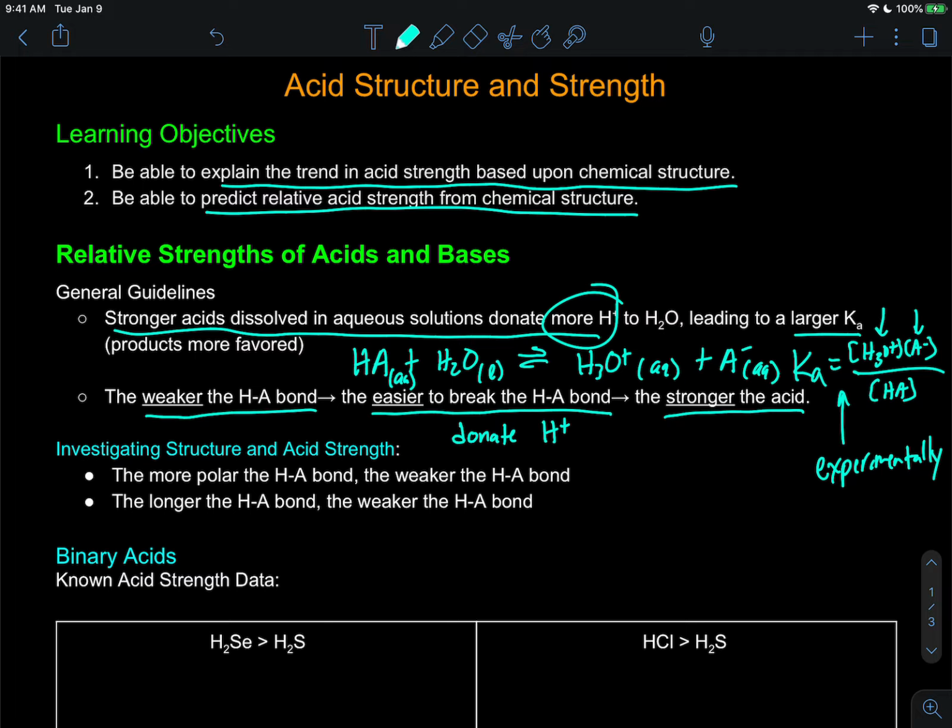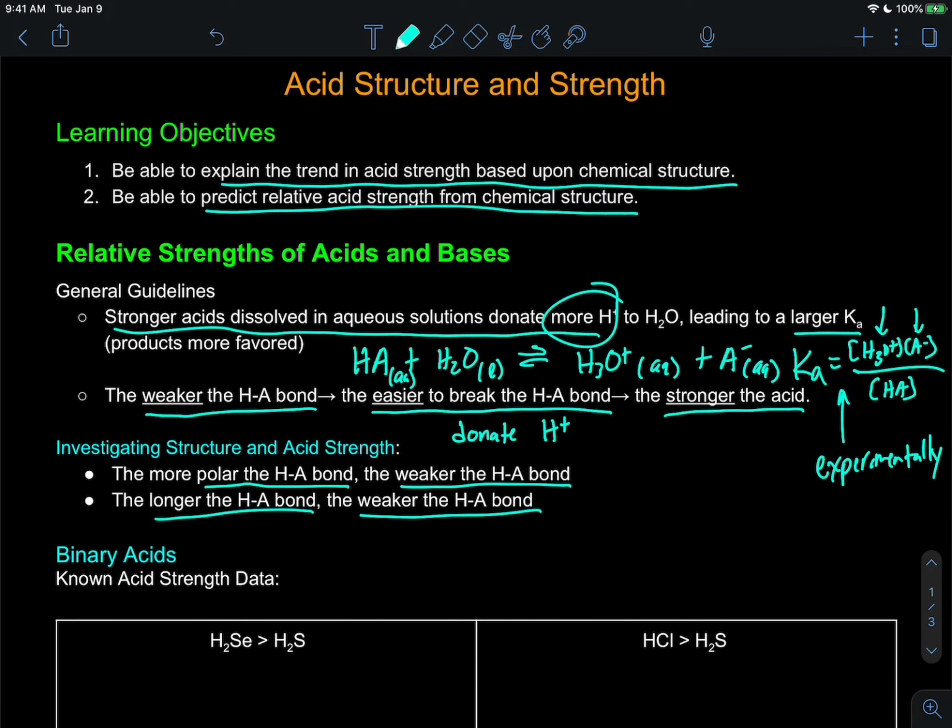So we have these two general ideas when we're looking at acid strength. The more polar the HA bond, the weaker the bond, and the longer the HA bond, the weaker the bond. Now we may see there's conflicting results between these, but we'll look at which of those two may be specifically more important when we're looking at two different types of acids and comparing them.